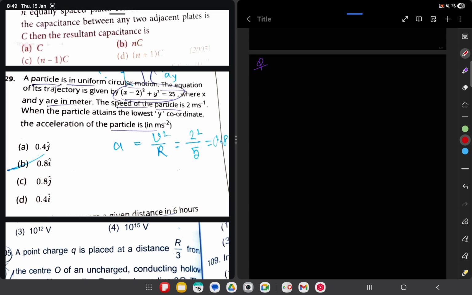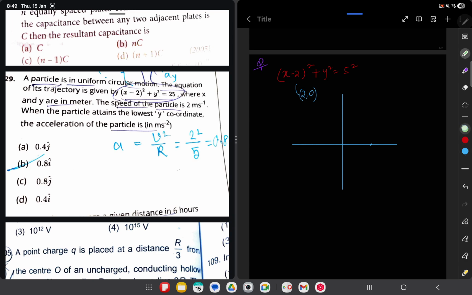In this question, a particle is in uniform circular motion. The equation of its trajectory is given as (x minus 2) square plus y square equals 25, that is 5 square. From here you can clearly see this is the standard circle equation, with y minus 0 square, so the center is (2, 0) and its radius will be 5.